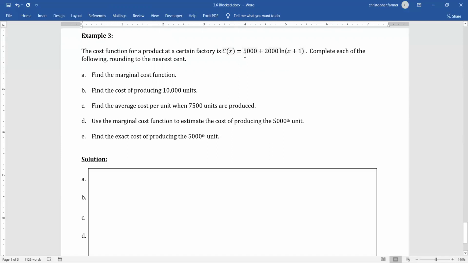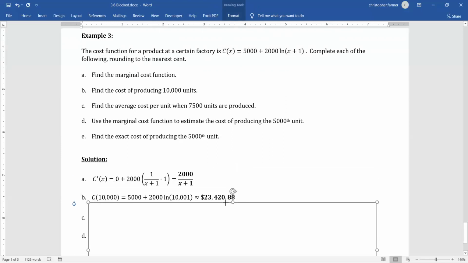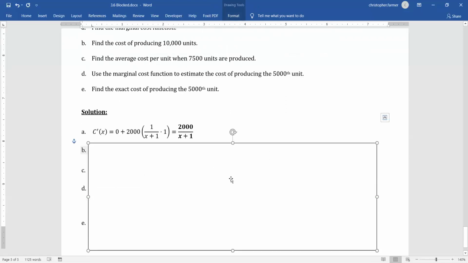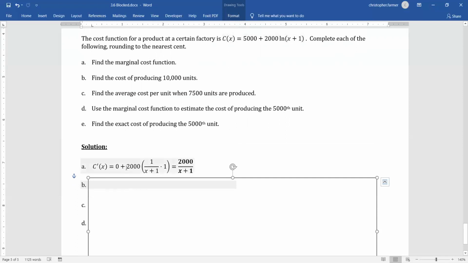All right, so here we are assuming that the cost function gives us a cost in dollars. x is the number of products being produced, and so on and so forth. Just going down the list here, we're looking to find the marginal cost, which, as a reminder, is nothing more than the derivative of the cost function. When we take the derivative of that cost function, the derivative of a constant is 0. The 2,000 is a constant coefficient, so it just stays. The derivative of natural log is 1 over whatever you're taking the natural log of, and we're multiplying using the chain rule. The derivative of x plus 1 is just 1. Okay, so again, I wrote down maybe more than I needed to.